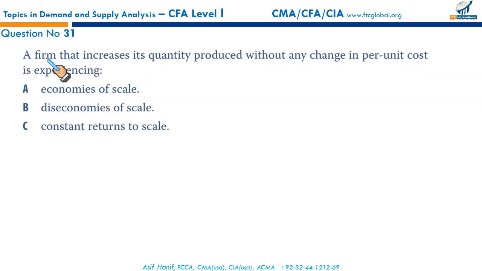31. A firm that increases its quantity produced without any change in per unit cost. When you increase the quantity produced and your per unit cost decreases, that's when we say the firm is experiencing economies of scale. When there is an increase in quantity produced and an increase in the unit production cost, then we say the firm is experiencing diseconomies of scale. But when the firm increases its quantity produced without any change in per unit cost, it means there is no cost change, then it's constant returns to scale. C.